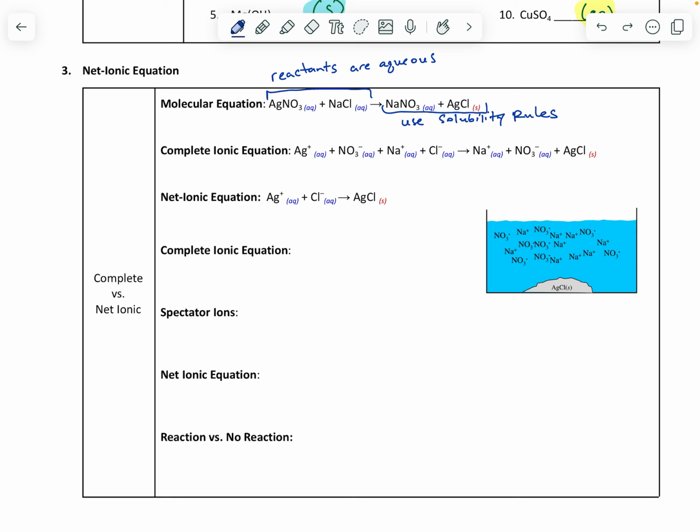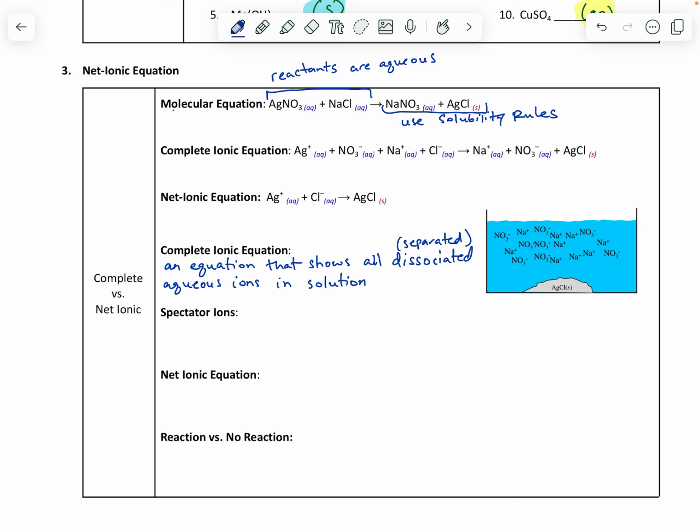And then we end up with this thing called a complete ionic equation. By looking at this, we can define what a complete ionic equation is. A complete ionic equation is an equation that shows all dissociated, which just means separated, aqueous ions in solution.